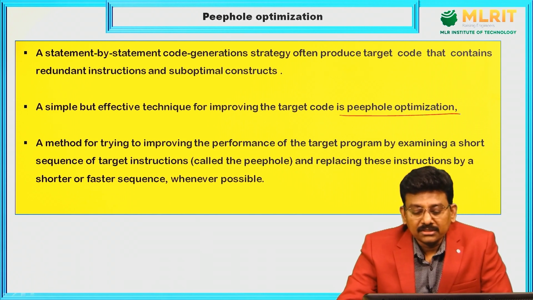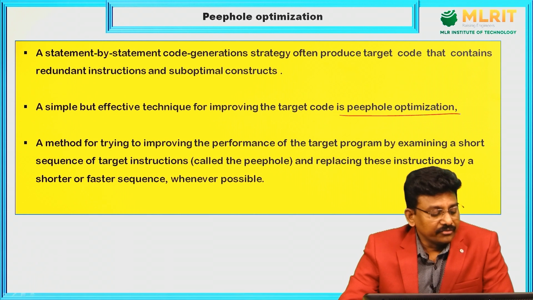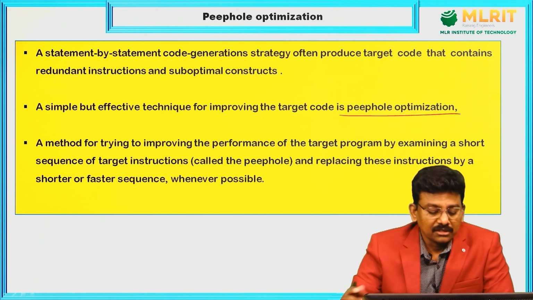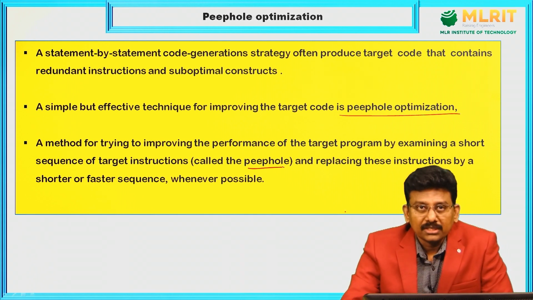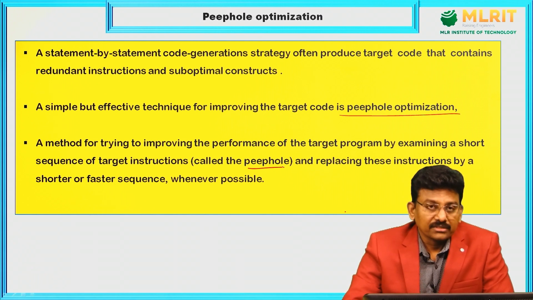Peephole optimization is a code optimization technique. It will be used to optimize the code. It is a method for improving the performance of the target program by examining a short sequence of target instructions called the Peephole. Here a Peephole is a small window moving on the code, examining the sequence of target instructions and replacing these instructions by a shorter and faster sequence whenever possible.